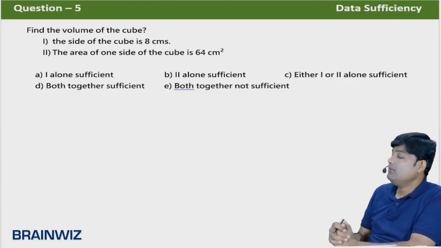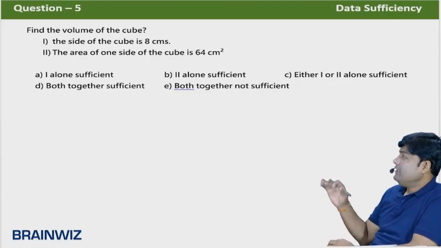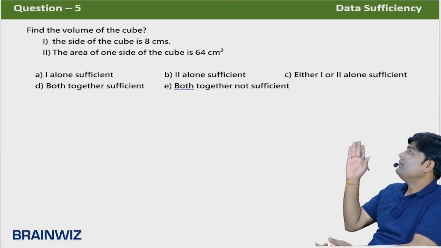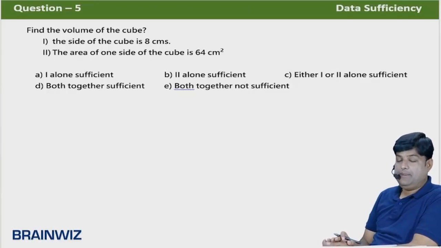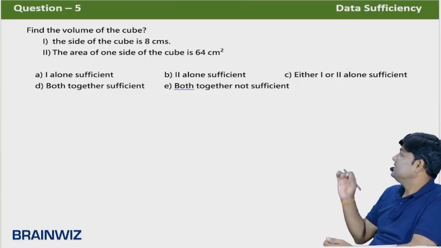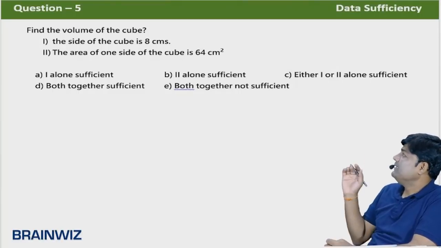You can see the screen now. Here, he told you, find the volume of a cube. So here 2 statements are given to you. The first statement: the side of the cube is 8 centimeter, and he also gave one more hint to you. The area of one side of the cube is 64 meters square. So these are the 2 hints given to you.